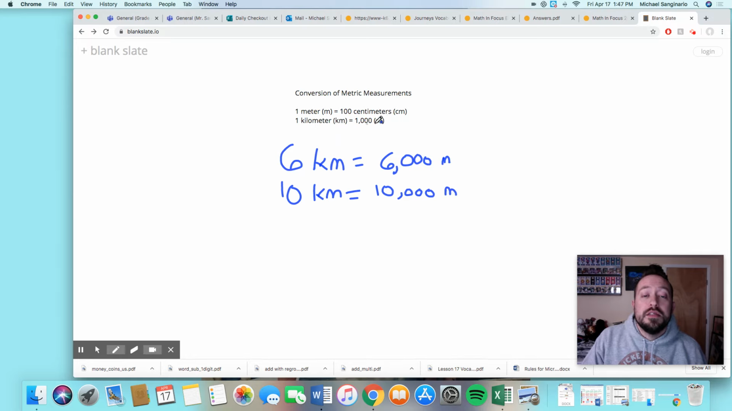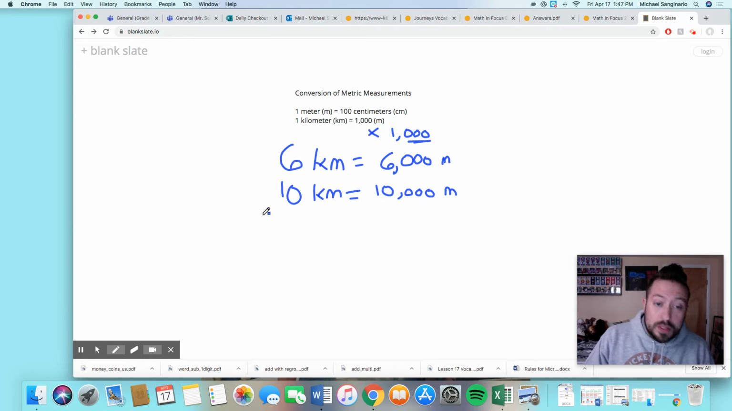So in this case, when we're going from kilometers to meters, we are multiplying by 1,000. But again, the shortcut is what I told you, which is just taking these zeros and tacking them on.